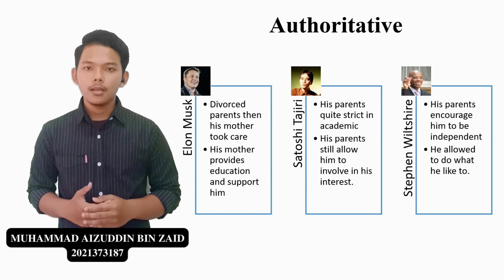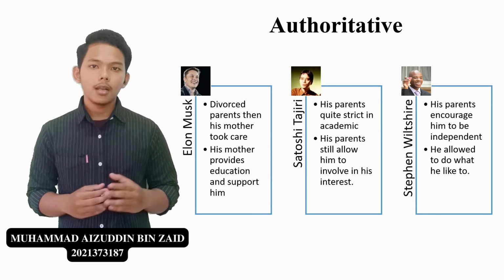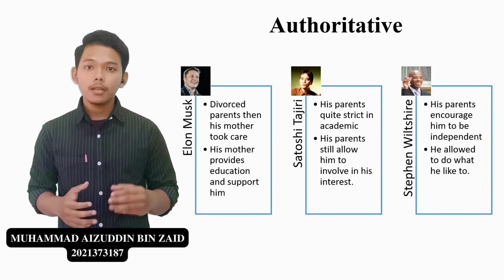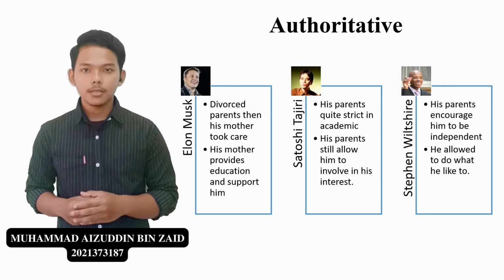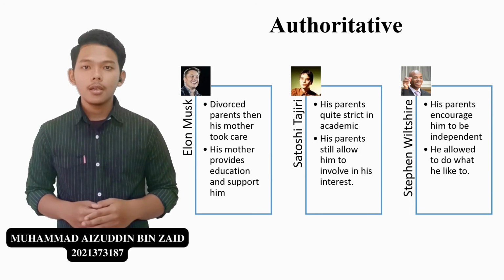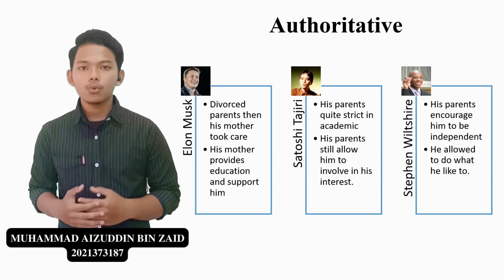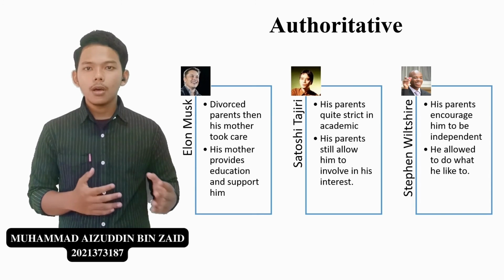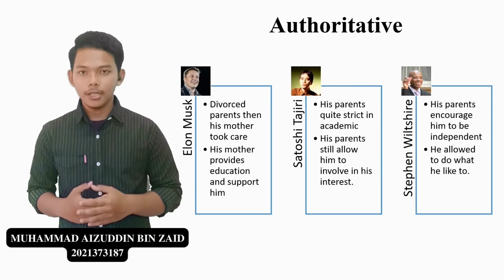Secondly, Satoshi Tajiri. Even though Satoshi's parents were quite strict in academics, they still allowed Satoshi to get involved in his interest. For example, he could further study computer science and get along with his fellow gamers. Thirdly, Stephen Wiltshire. His parents were also authoritative because they encouraged Stephen to become independent and allowed him to do what he wanted to do. For example, Stephen was allowed to travel to fulfill his interest in drawing buildings around the world.